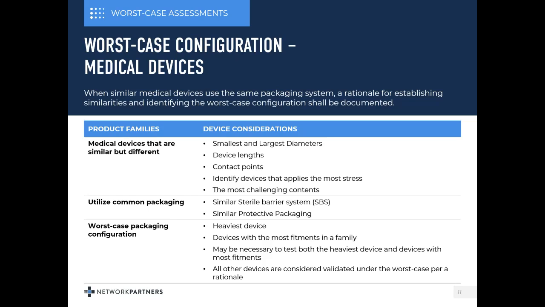So we're still focused on the medical device on this slide, but we're looking at the heaviest device. We're looking at the devices with the most filaments in the family. So let's say the most touch points. If you're doing a tray that contains various scissors, blades, that sort of thing, the most filaments there. And it may be necessary to evaluate both of them. So if you can't figure out what the worst case is, you may have to just create the bookends and challenge the extreme. So it could be the heaviest devices. It could also be the devices with the most filaments and the most components to it. And all other devices would be validated under that rationale under successful completion of your study.